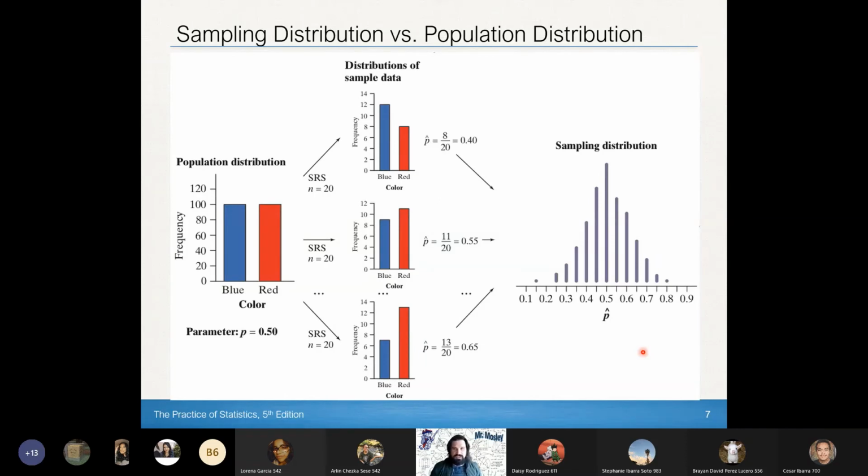Do you need a moment to write anything down or copy anything from this slide or the previous one with the definitions?